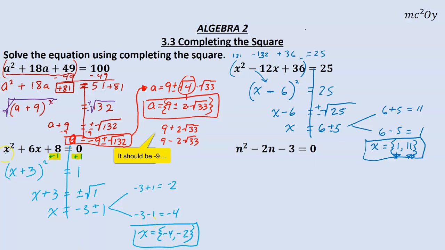Negative 4 squared is 16. 16 plus negative 24 is negative 8, plus 8 is 0. And negative 2 squared is 4, plus 6 times negative 2 is negative 12. So 4 plus negative 12 is negative 8, and negative 8 plus 8 is 0. So it works out. All right.